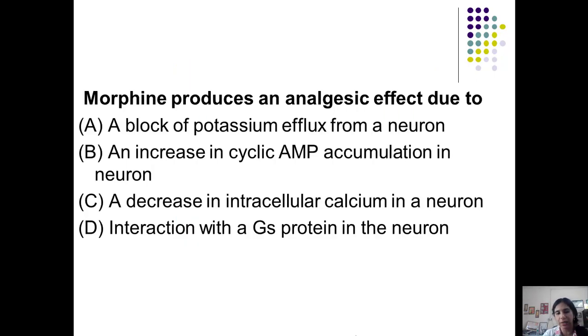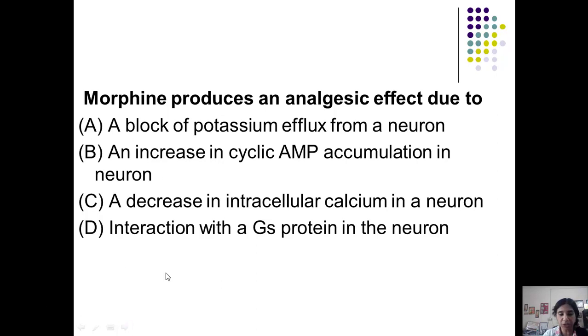So let us have this mechanism of action related MCQ for you students. Morphine produces an analgesic effect due to what? A, block of the potassium efflux from a neuron; B, increase in the cyclic AMP accumulation in the neuron; C, a decrease in the intracellular calcium in the neuron; D, interaction with the Gs protein in the neuron. Which is the correct answer?